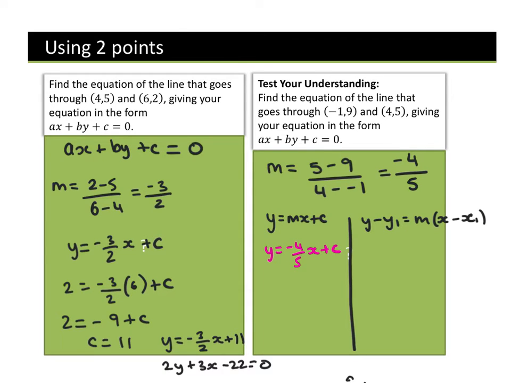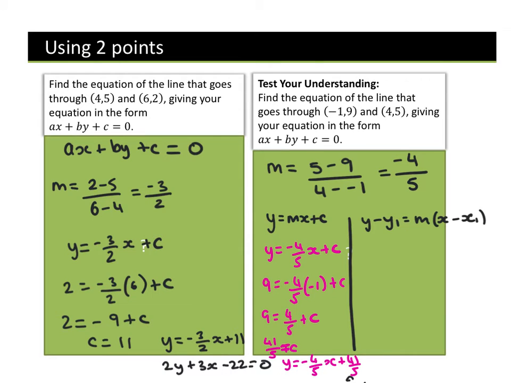I can choose either point to substitute into here to give me c. Both will give me the same value of c because they lie on the straight line. So if I choose minus 1, 9, I'm going to get 9 equals minus 4 over 5 lots of minus 1 plus c. So 9 equals 4 over 5 plus c. 9 minus 4 over 5 is 41 over 5, which equals c. I've done that in my head, but you can just type into your calculator 9 minus 4 over 5, can't you? So then y equals minus 4 over 5x plus 41 over 5.